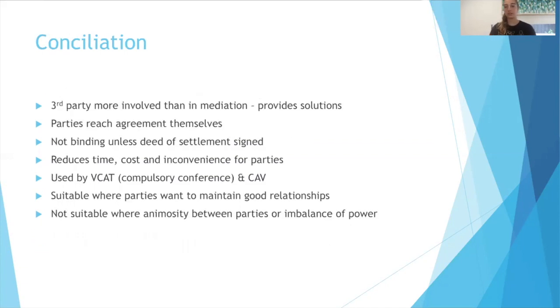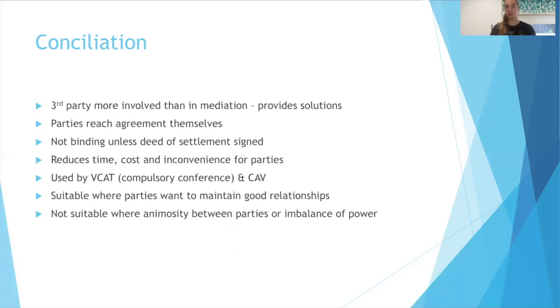Conciliation is the next type of alternative dispute resolution that you need to know. This is where the third party is slightly more involved than mediation, as they can provide solutions. However, the parties are not bound by the solutions and reach an agreement themselves. The decision is not binding unless a deed of settlement is signed, unlike mediation. And similarly, the conciliation process reduces cost, time, and inconvenience for parties.